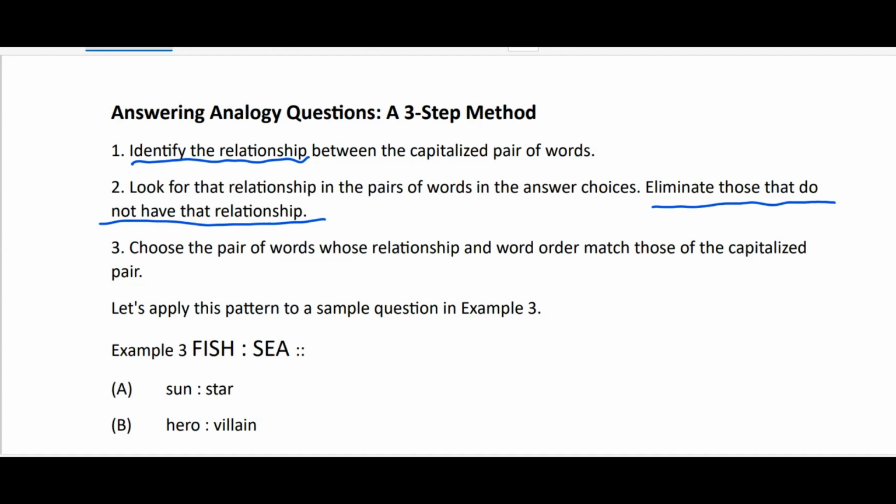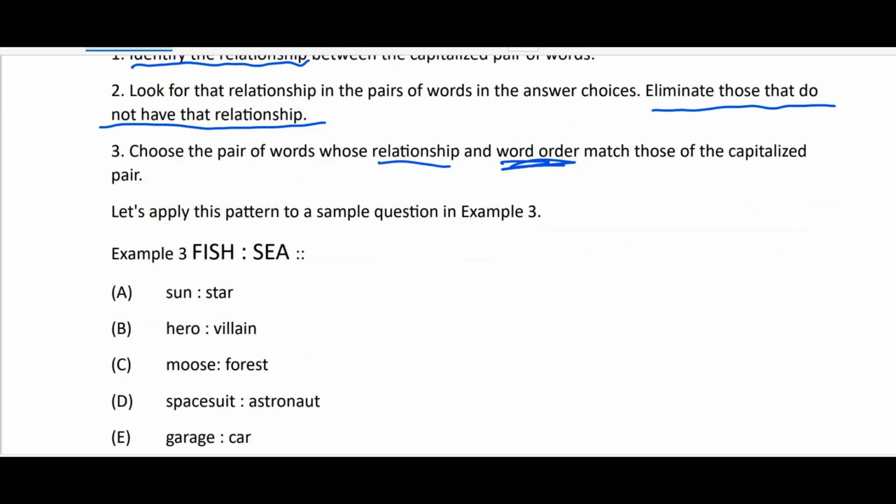Number 3, choose the pair of words whose relationship and word order match. Take care. Not only the relationship, it should be the same order. For example, if it's a cause and effect relationship and I have the cause first, so I have to find a cause and effect relationship and the cause is first. When you find the pair of words whose relationship and word order match those of the capitalized pair, you have the answer. Let's apply this pattern to a sample question in example number 3.